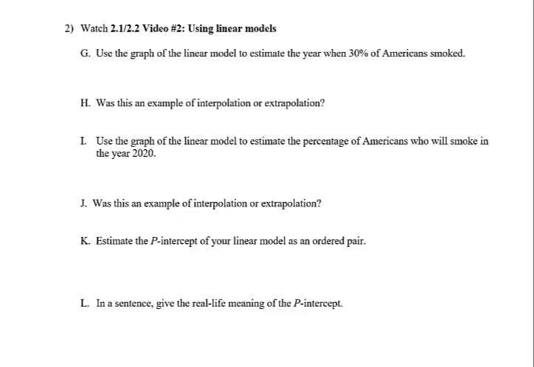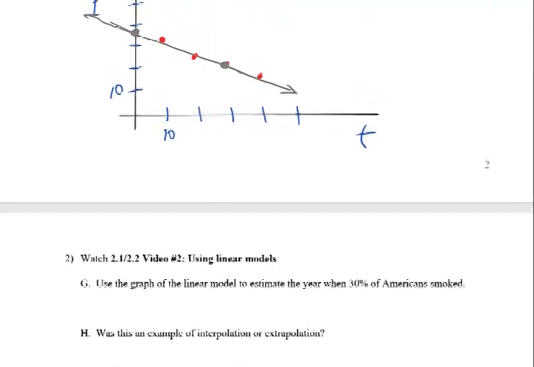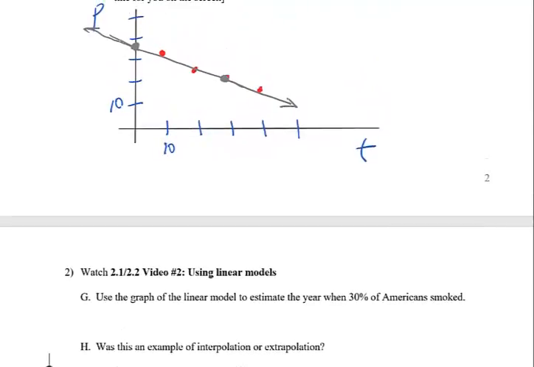This is video number 2 for sections 2.1 and 2.2 using linear models. This is really just a continuation of the last problem, the smoking problem. Letter G says, let's use the graph of our linear model. Now that's just a reference to that gray line that we drew at the end of the last part. That gray line, this line, is our linear model. And part G says, let's go ahead and use that to estimate when 30% of Americans smoked.